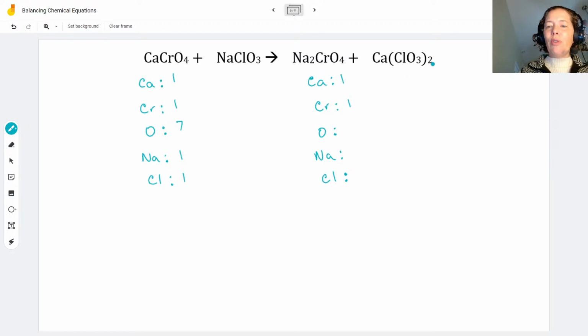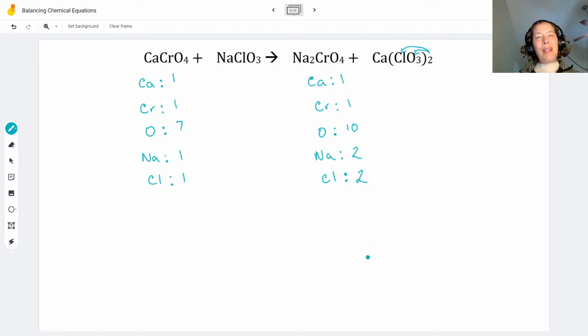Oxygen, okay, I got to be careful. So I've got 4 for my sodium chromate, but remember this 2 multiplies to the oxygen and the chlorine. It does not multiply to the calcium. So I have 4 oxygen here and 3, I've got 6, so I have a total of 10 oxygen atoms. Sodium, I have 2, and chlorine, I also have 2.